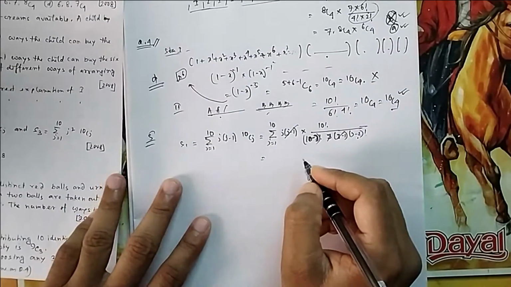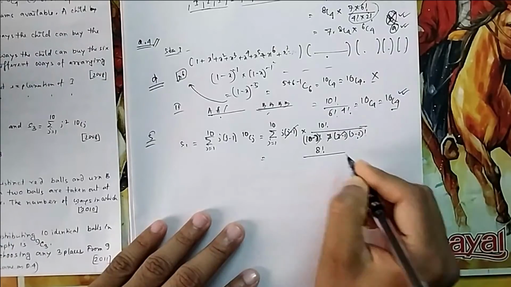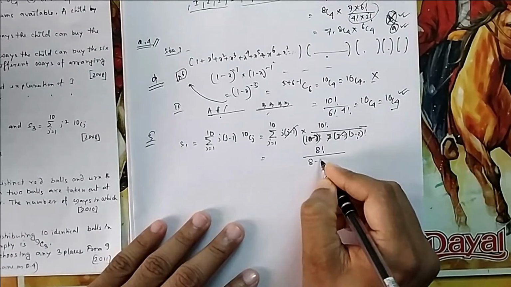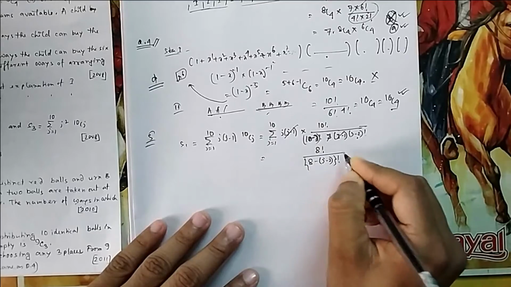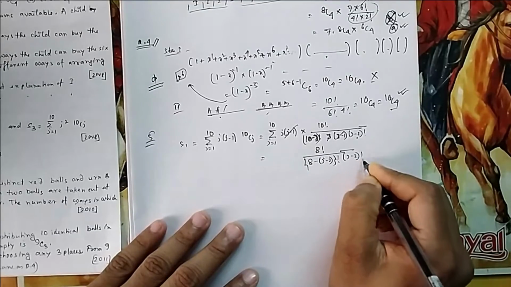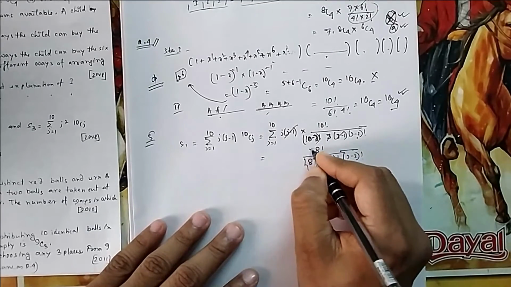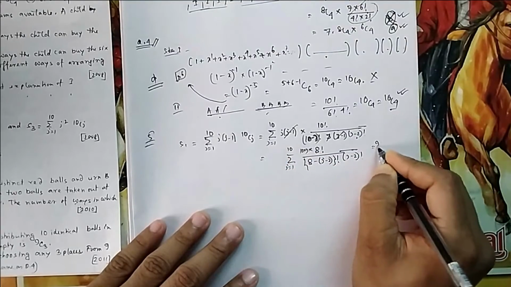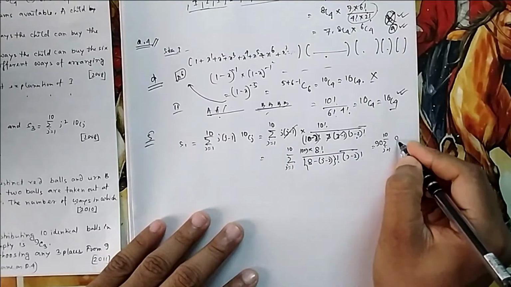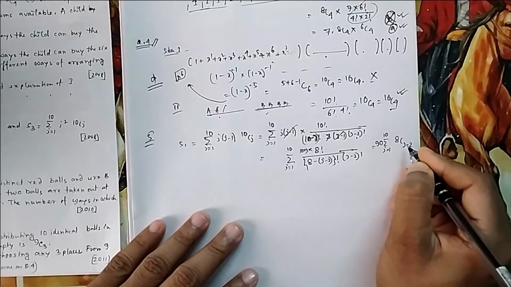So you can now think of it this way. Suppose 8 factorial by 8 minus j minus 2 factorial, and it is j minus 2 factorial. Then if it is 8 factorial, what are you left with? 10 and 9, j equal to 1 to 10. So you can write it as 90 into sum over j equal to 1 to 10, 8C(j minus 2).